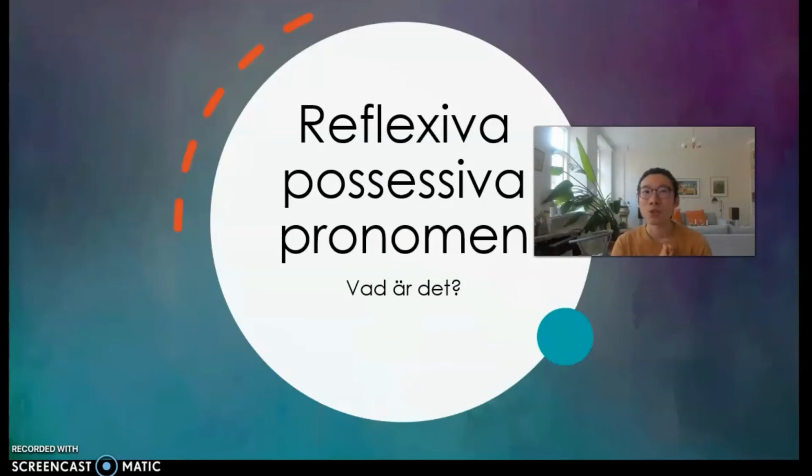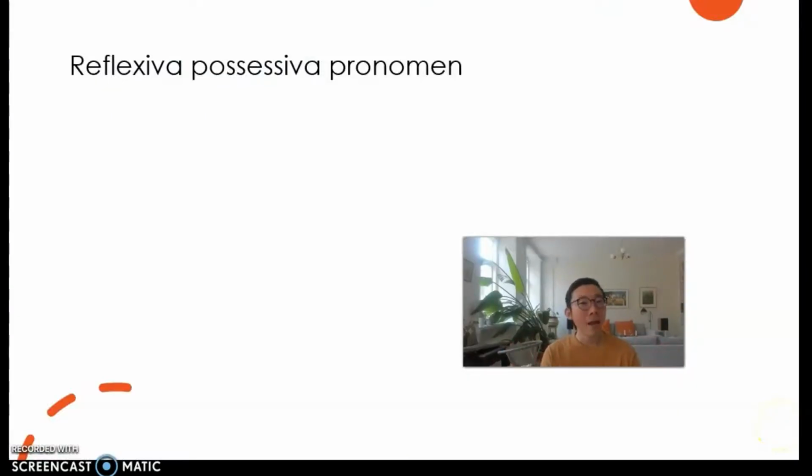Så, nu kör vi. Now let's start. Så, vad är reflexiva possessiva pronomen? What is a reflexive possessive pronoun? Här kommer några förklaringar. Here we have some explanations.